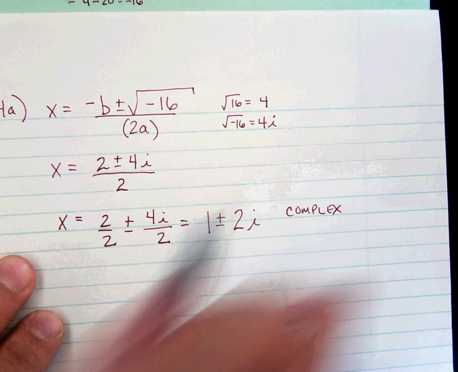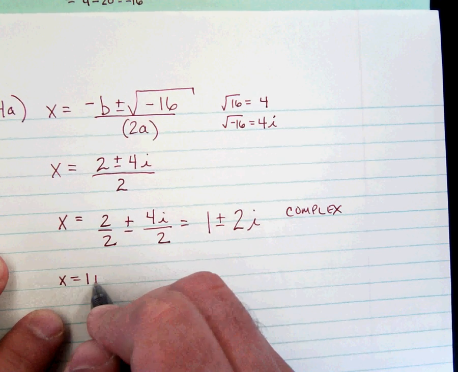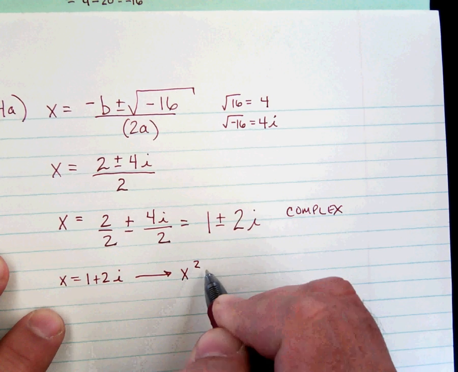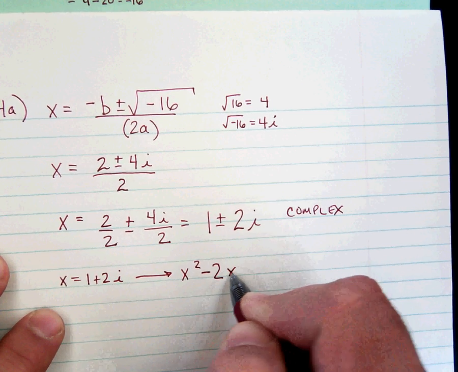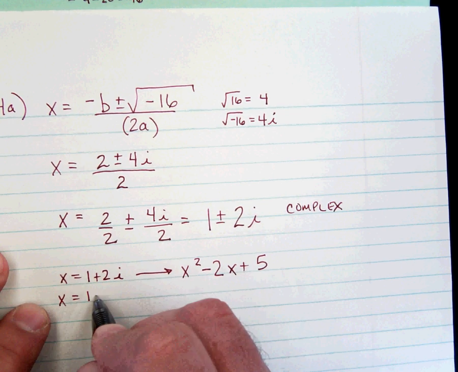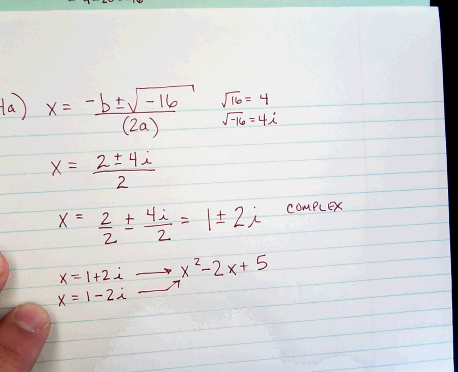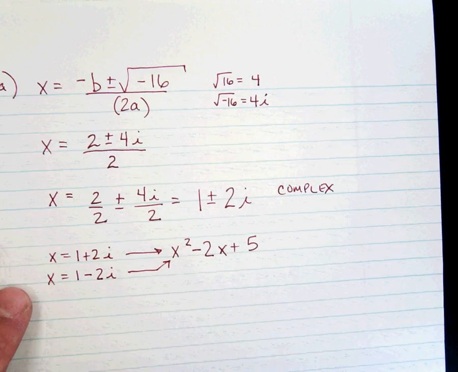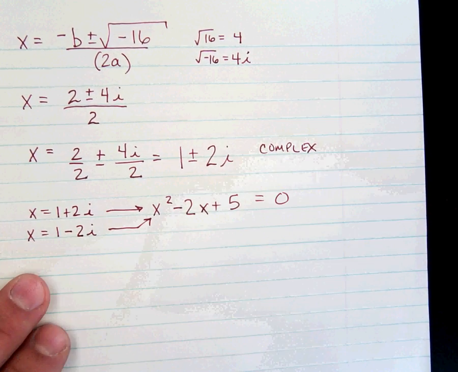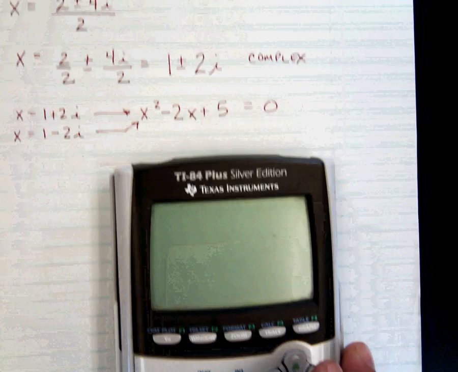And what you'll find is, if you take x equal to 1 plus 2i and substitute it into this equation, x squared minus 2x plus 5, and then you take x equals 1 minus 2i and substitute that into this equation, substituting both of those in for x, we should get 0. Those should be the two solutions to this problem. So let's take a look at that on the calculator.